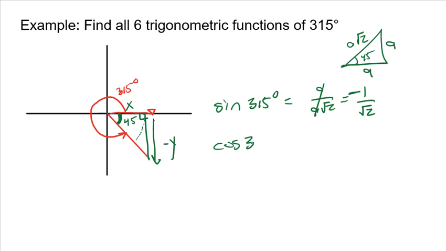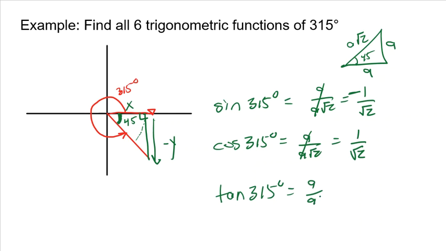So cosine of 315 degrees, again, if you're looking at my special 45 triangle, it'd be the adjacent divided by the hypotenuse. The A's cancel, and I get 1 over radical 2. But again, I'm in quadrant 4, and in quadrant 4, x's are positive, so that would stay positive. Tangent of 315 degrees would be the opposite over the adjacent.